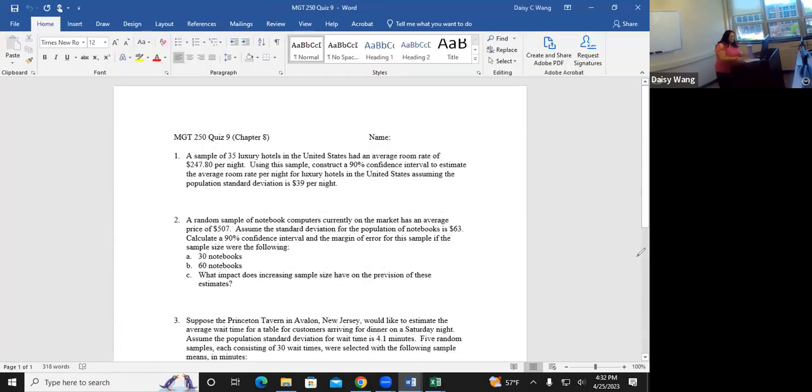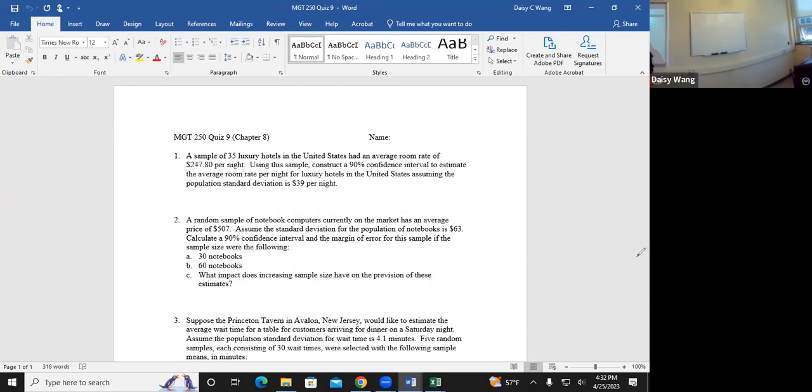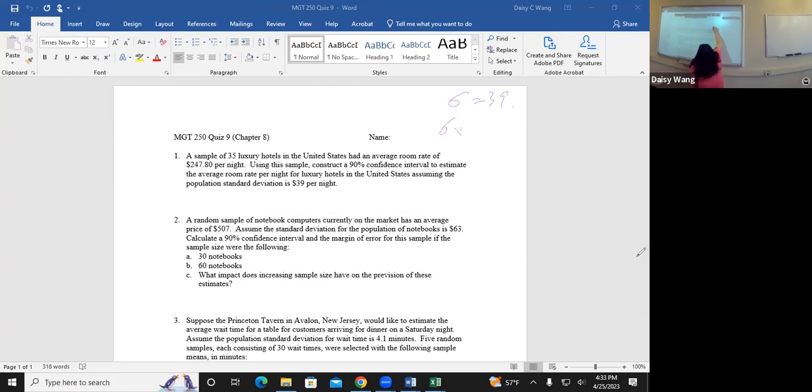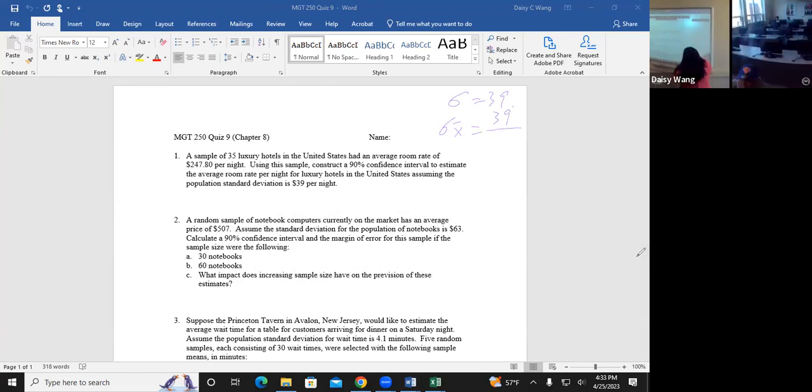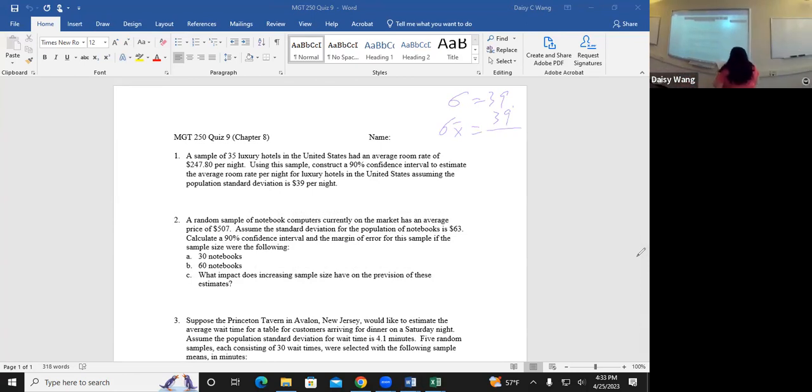So let me write it. The population standard deviation sigma equals 39. And now we want to calculate this one. It will be 39 divided by the square root of the sample size, which is 35 hotels. Okay, so the sample size is 35. So this would be 39 divided by 5.92. So the sample standard deviation is 6.59.